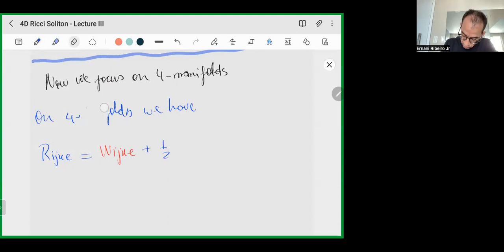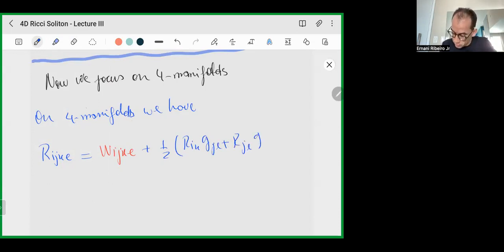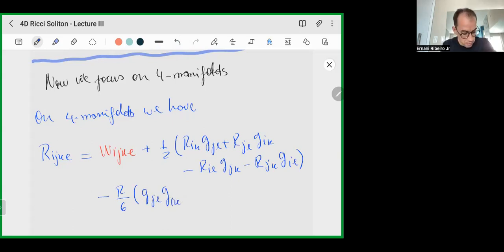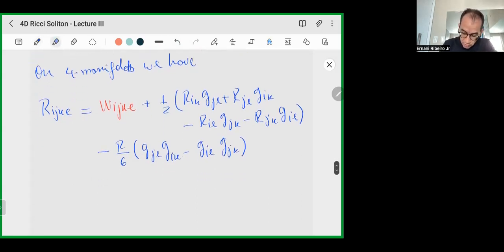Let me just write this correctly. Plus the Ricci curvature with these indices, plus the Ricci curvature with other indices, JK minus RIL, JJK minus RJK, JIL, plus minus the scalar curvature divided by 6 times JIK, JJL minus JIL, JJK. So these are the decomposition of the curvature tensor in dimension 4.